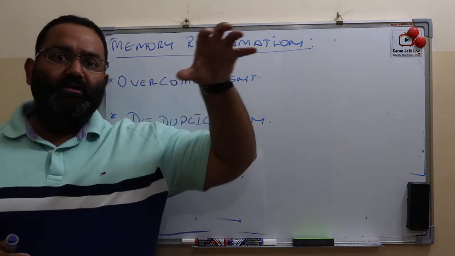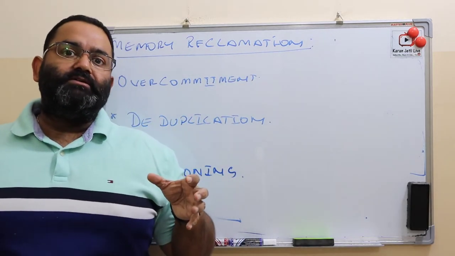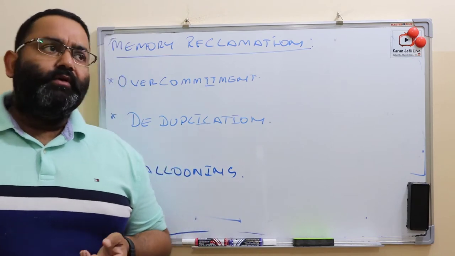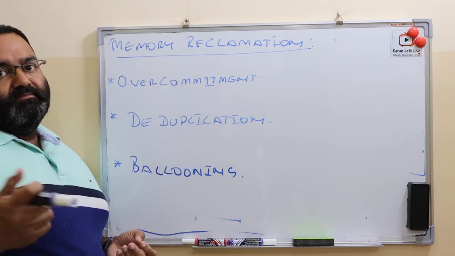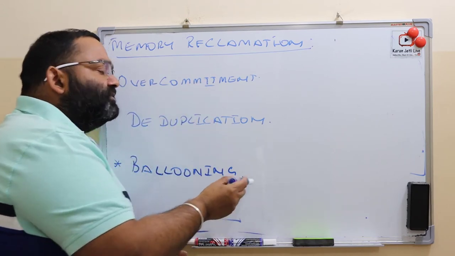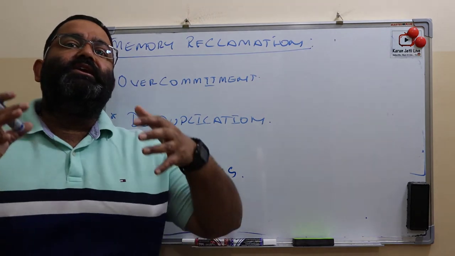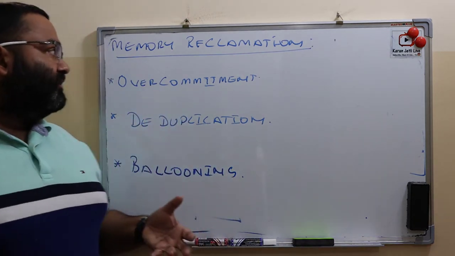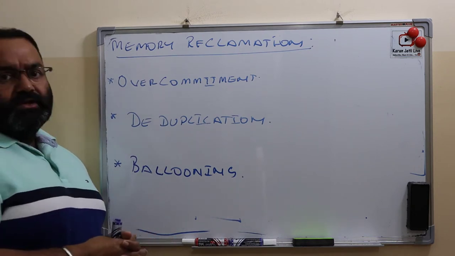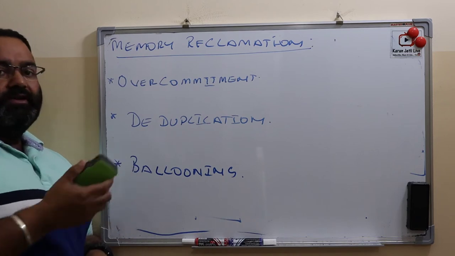For example, if one machine needs more pages and another machine does not need them, there must be a mechanism of transferring that memory to the machine which needs it. We call it memory reclamation. So guys, to study memory reclamation in virtual machines, first we will study these three terms, and while studying them, memory reclamation will automatically become clear to you. The first is overcommitment, the second is deduplication, and then we have ballooning.